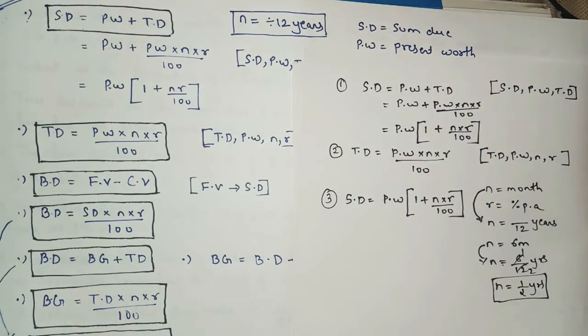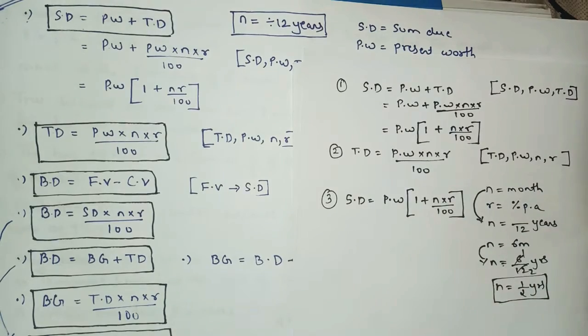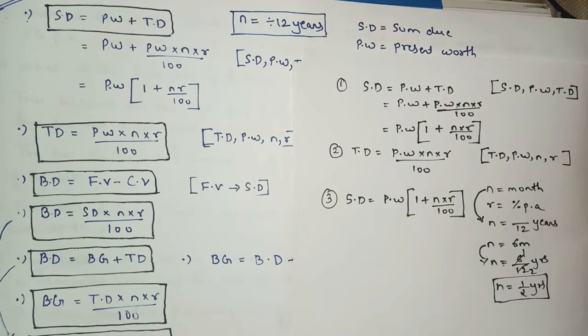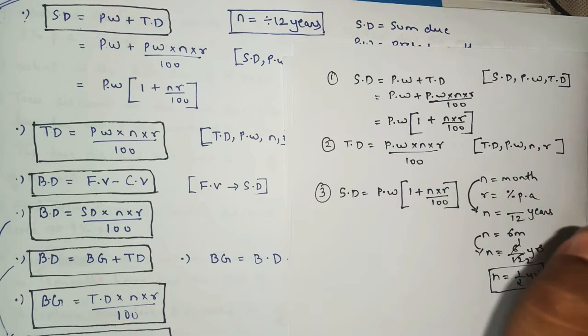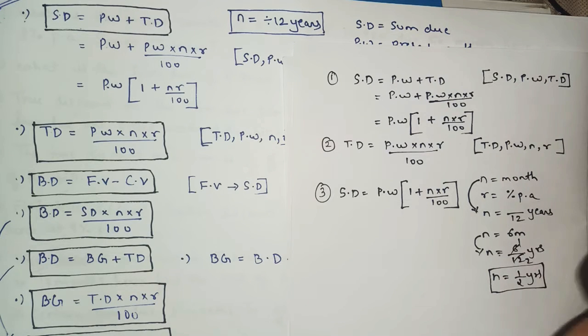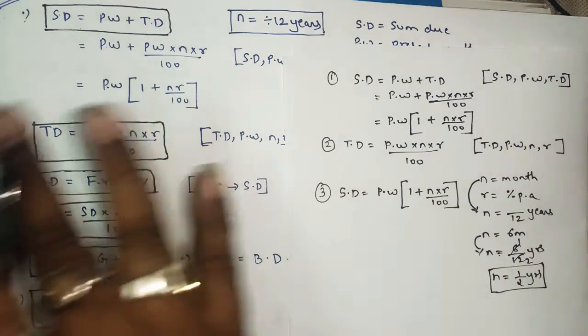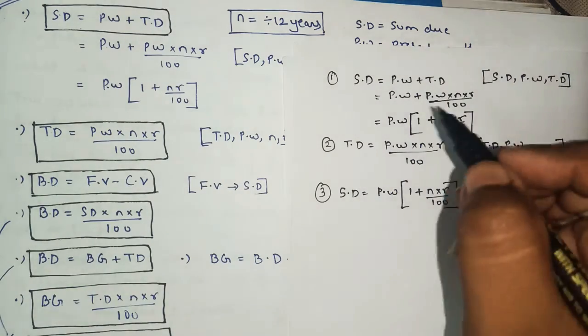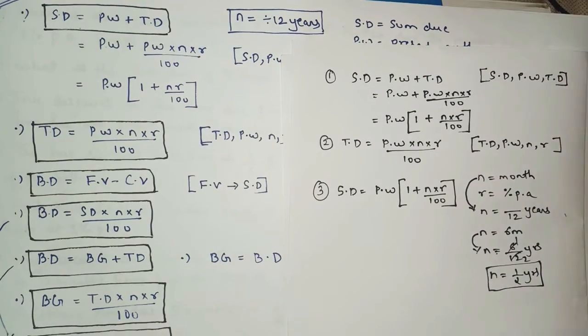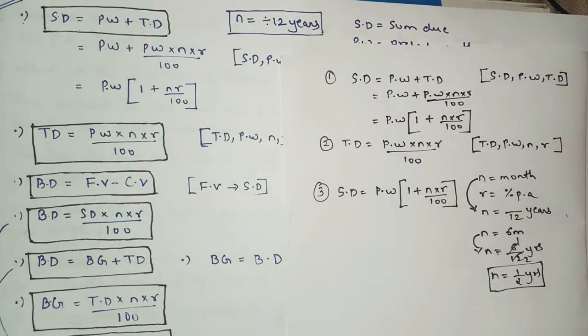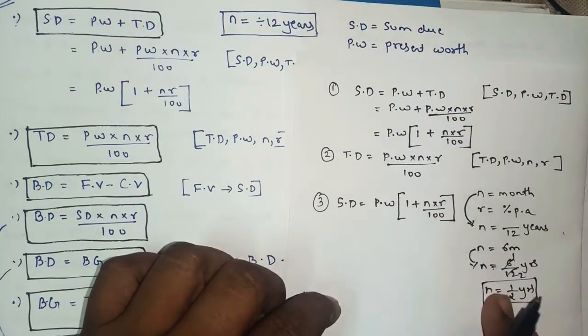The first one is HD equals PW plus TD. The second one is TD equals PW into N into R upon 100. And the next one is SD equals PW into (1 plus N into R upon 100). It is very important that you know the formulas by heart, and you must know which formula you have to apply for which question. Just by reading the question you will come to know, yes, this formula we have to apply for this question. For that you need practice. Okay, so we are done with the first three formulas.